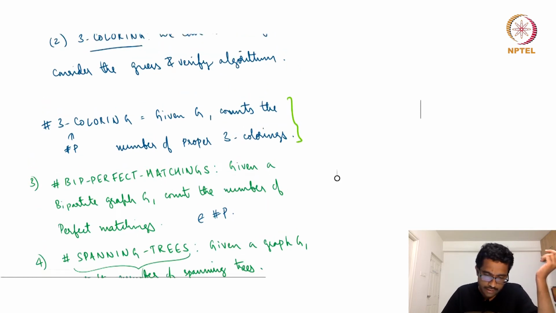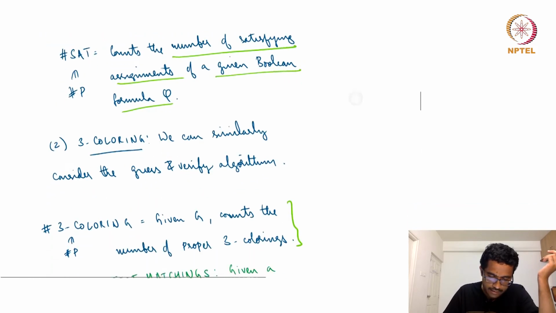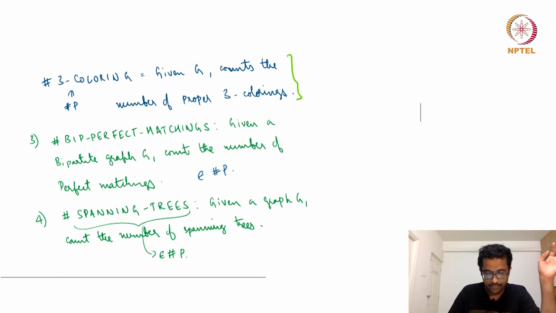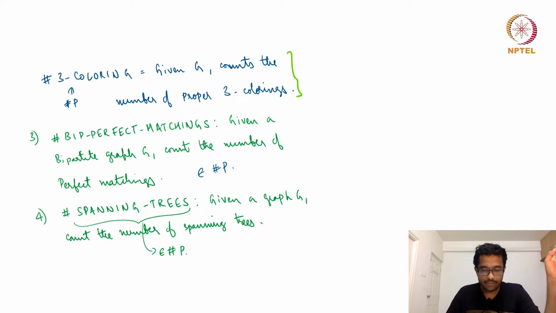So one thing to note is that the first two problems, #SAT and #3-coloring, correspond to 3-coloring and SAT, which are both NP-complete. Even though they are in NP, they are NP-complete. So even the counting version is hard. Even though #3-coloring and #SAT are both in #P, the counting versions are considered hard. And even for bipartite perfect matchings, even though we think the decision version is easy, since there are efficient polynomial time algorithms, the counting version becomes hard.